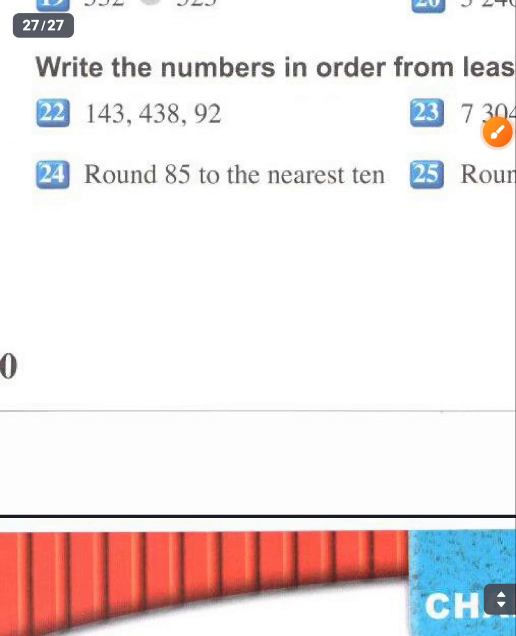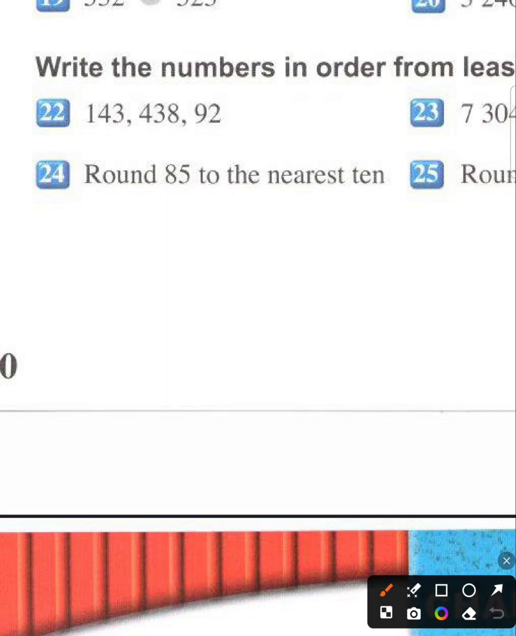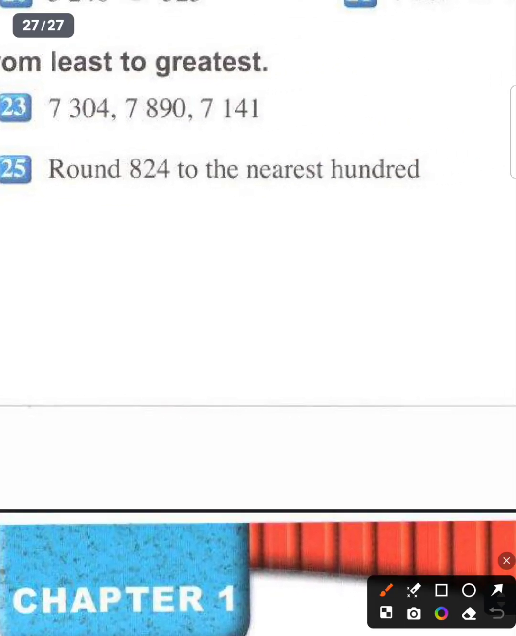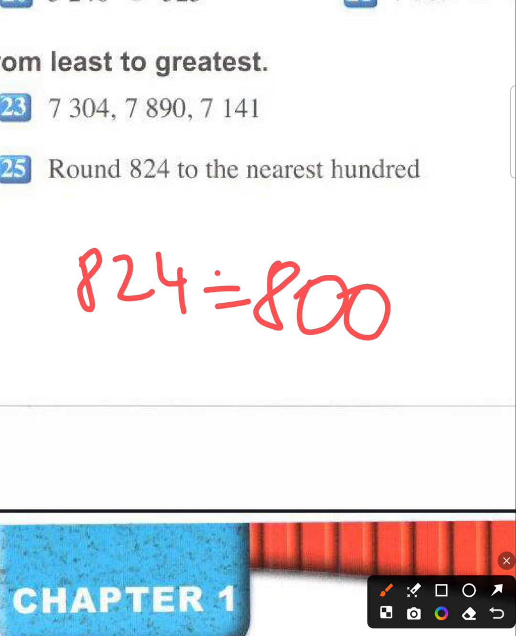Round 85 to the nearest 10. 85. We will round to the nearest 10. 90. And round 824 to the nearest 100, and it will be 800. So that was all.